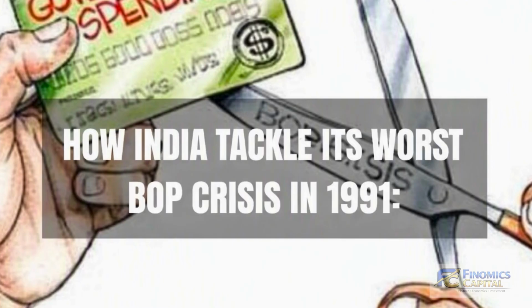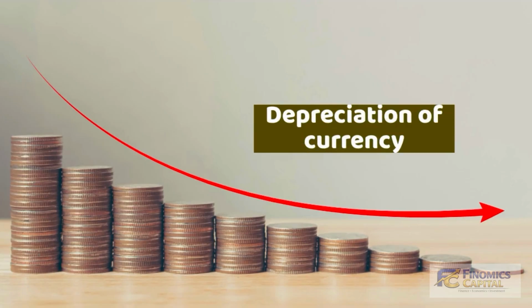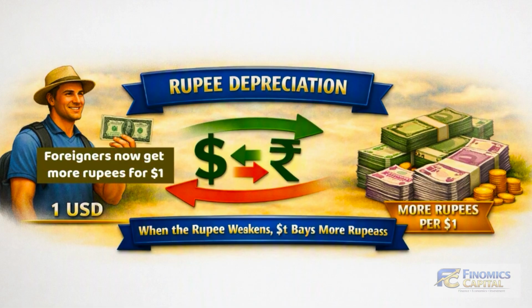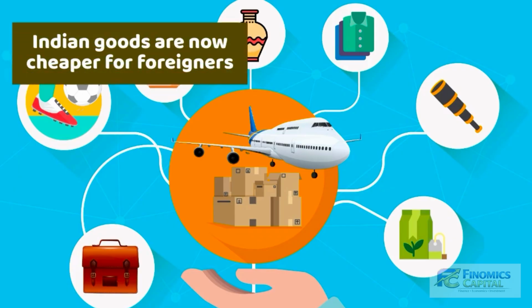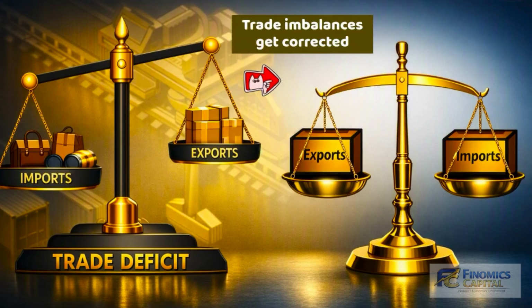How India handled the worst balance of payment crisis in 1991. India implemented many economic reforms and policies. Among these, devaluation was one. The government reduced the value of the currency compared to foreign currency. Because of this, foreigners received more Indian currency in exchange for $1. This made Indian products cheaper, and foreigners bought more products for fewer dollars. This increased exports. A trade surplus occurred, and the balance of payment was corrected, which had gone into deficit.